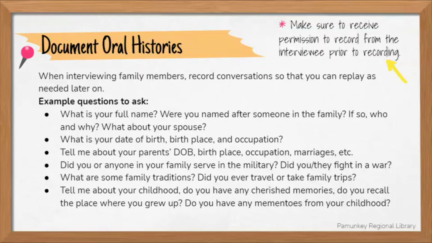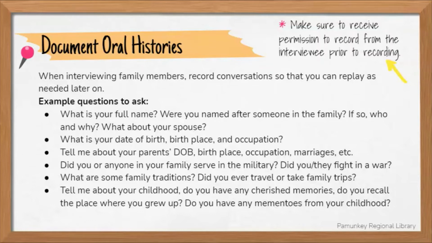That's important. We want consent for these stories, let them know what you're doing with it. And then here are some example questions to ask. What is your full name? Were you named after someone in your family? If so, who and why? What about your spouse or significant other? And then what's your date of birth, birthplace, occupation? Then tell me about your parents' date of birth, birthplace, occupation, marriages, etc.